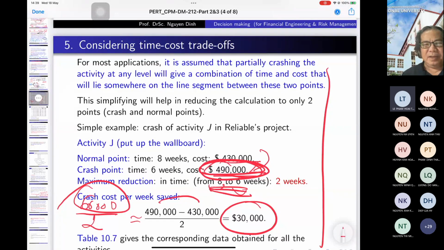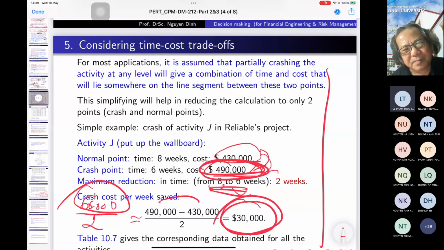The cost of hiring the engineers and experts to calculate, and the cost of paying for the extra time of the workers. It's raised from 4,300 to 4,900, and that means $60,000 within 2 weeks. So each week is this. Okay, that's the way of calculating.